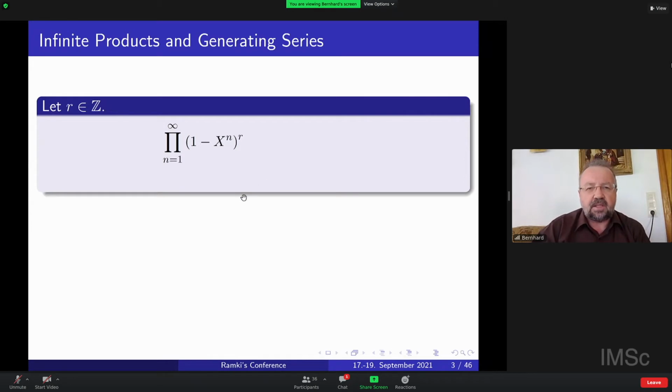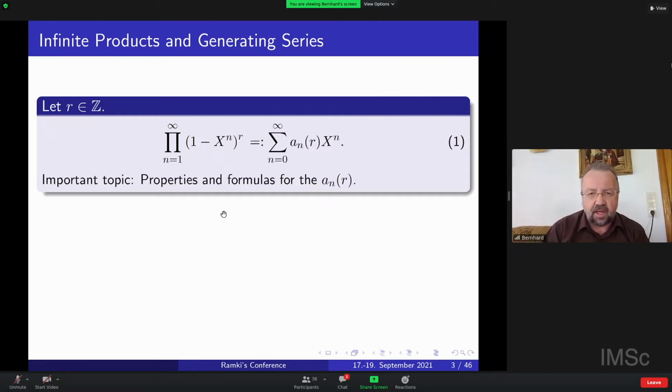The basic object, or the starting point today, is the infinite product of (1 minus x to the power n), or in the modular language (1 minus q to the n), to an integer power r. And we are looking at the coefficients, which we have seen today already in the first talk. When r is an odd integer, we have, up to some factor, modular forms of half-integral weight. And I also refer to that talk when we talk about non-vanishing and vanishing of coefficients.